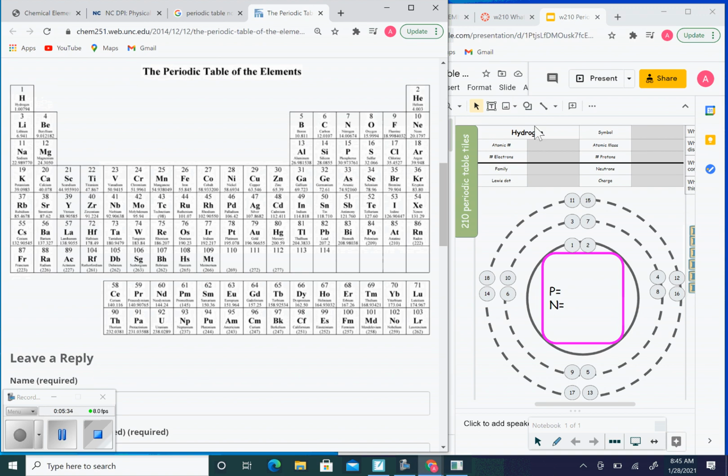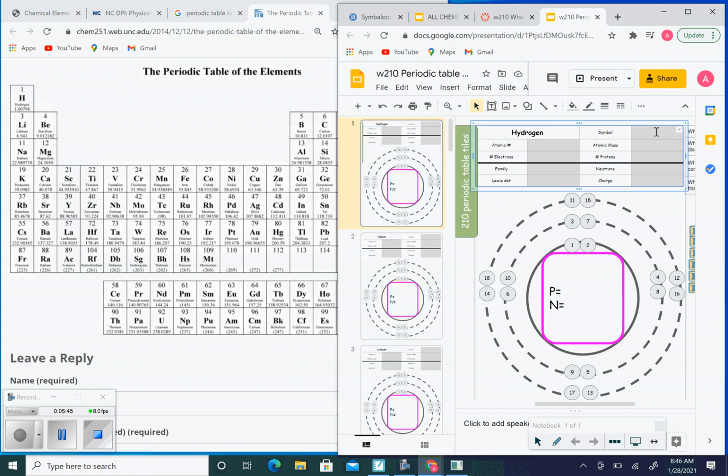So we're going to find hydrogen. Again, these are in order. So hydrogen is right here. So the symbol is right there. So we're going to type in H. Okay. Remember, if it's a capital letter, it has to be a capital letter. If it's a lowercase letter, it has to be a lowercase letter.